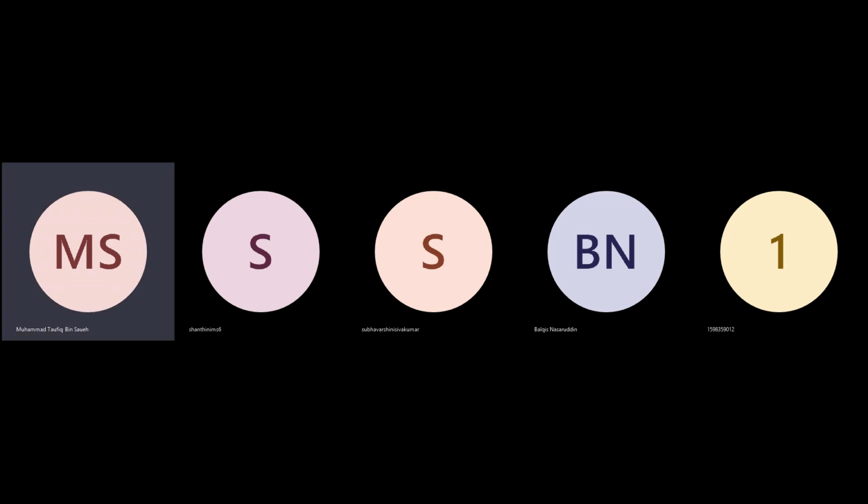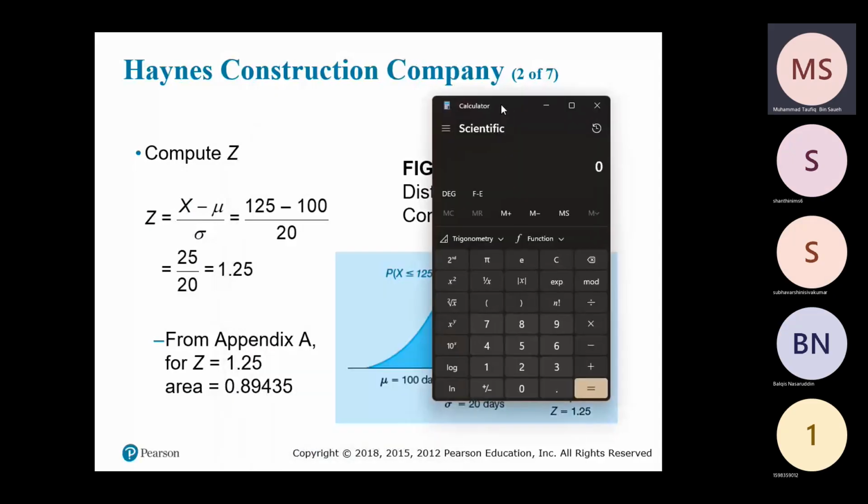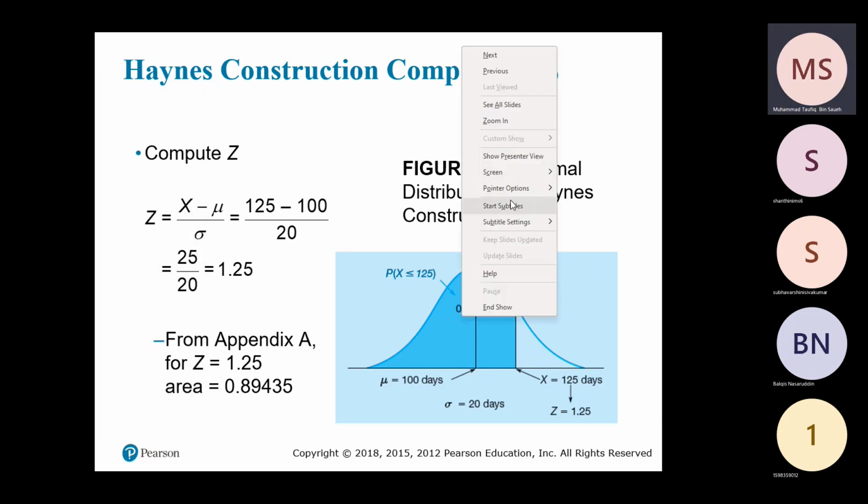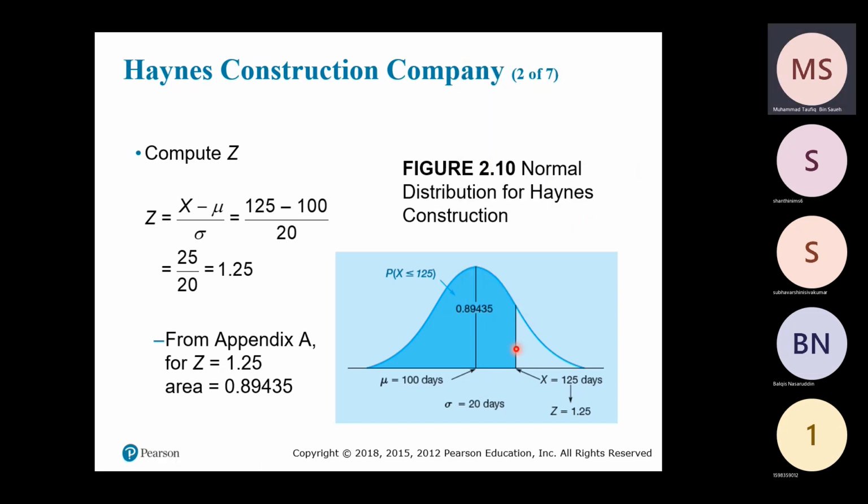Wait, let me share with you. Why did it happen like that? Because the one that we calculate is from the center to the z value. The table that we use is from the center, 0, until z. So 0.3944 is from 0 until the z value. So what you should do is add the value at the back here.